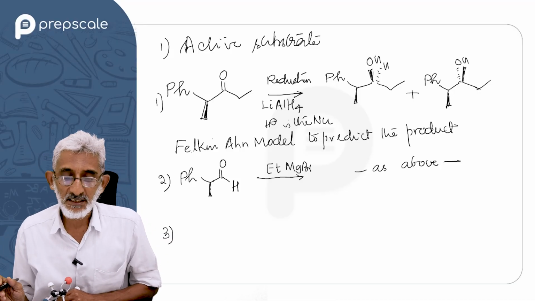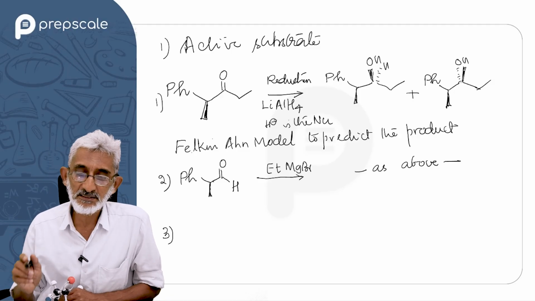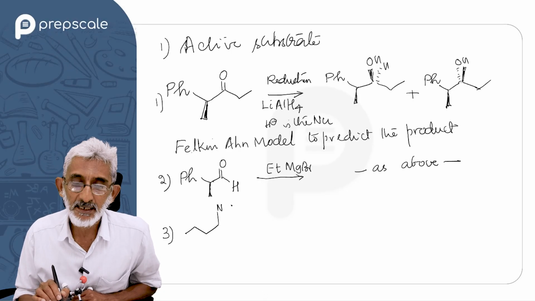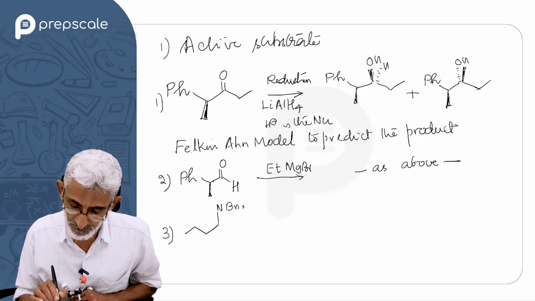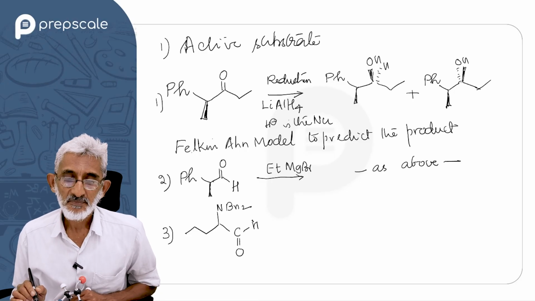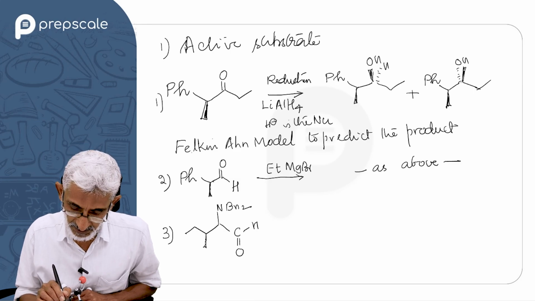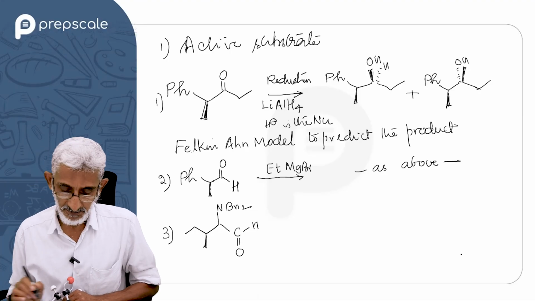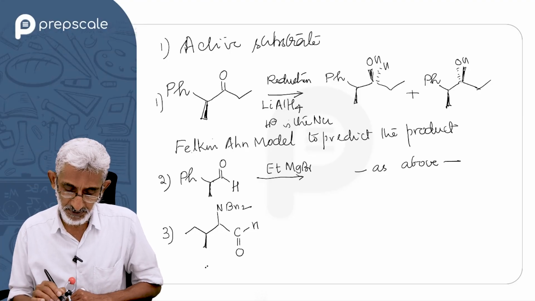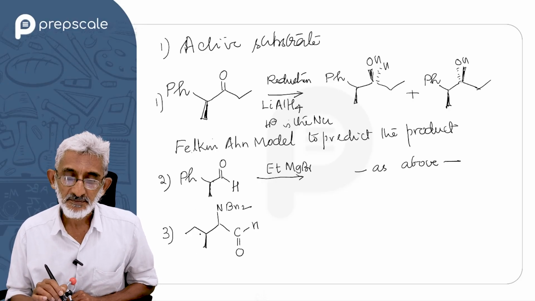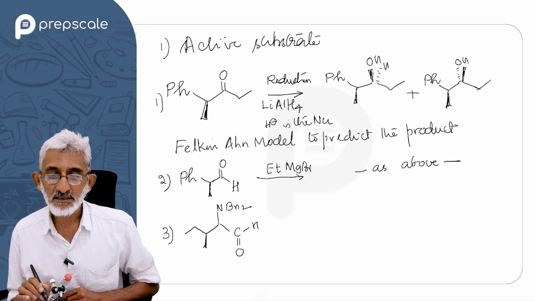Let me write a third reaction, a third variation of this. Of course, it's not related to this, but have a look. Here I have NBn2 and CHO. And this is the chiral carbon. So this is a secondary butyl group over here. And this is reacting with an enolate.